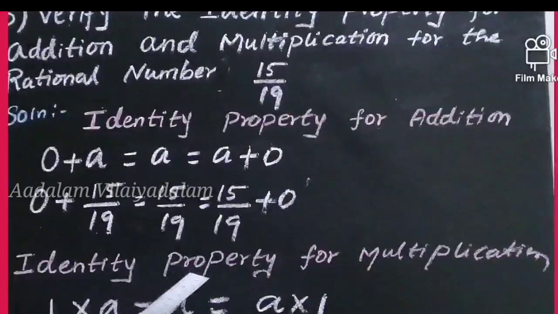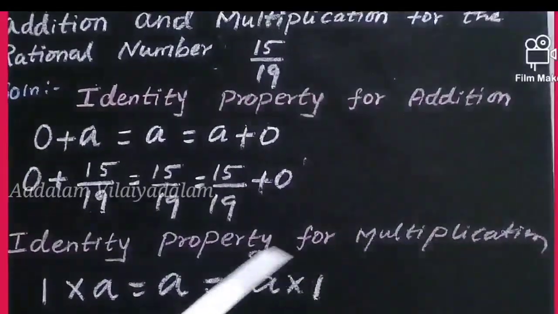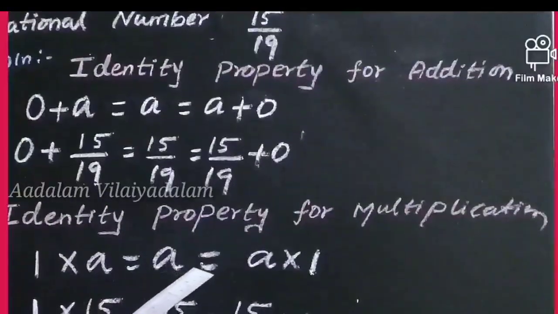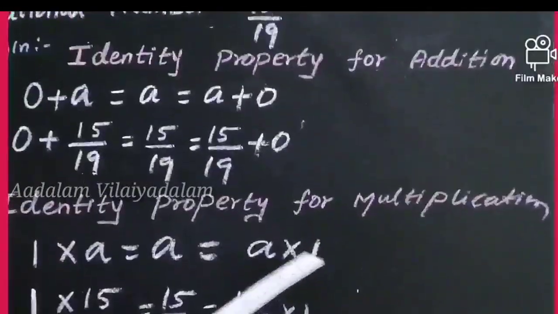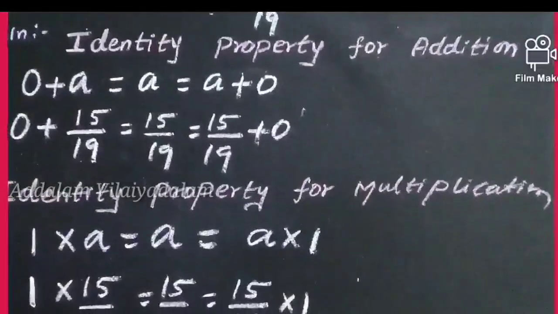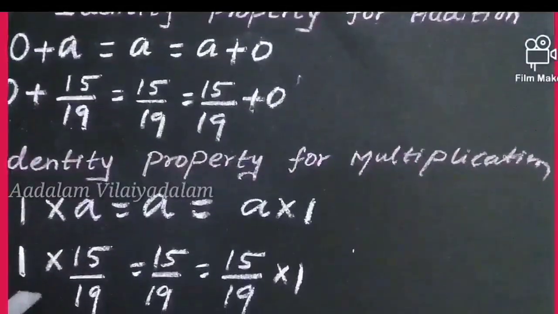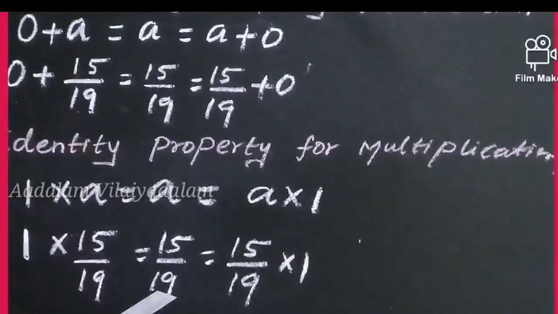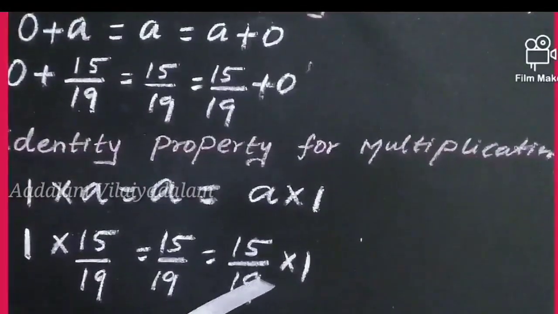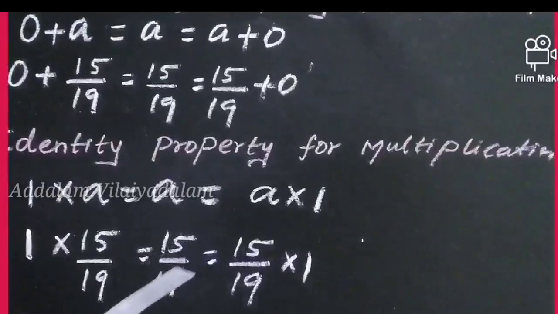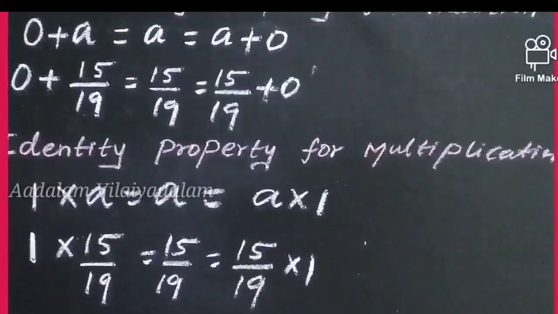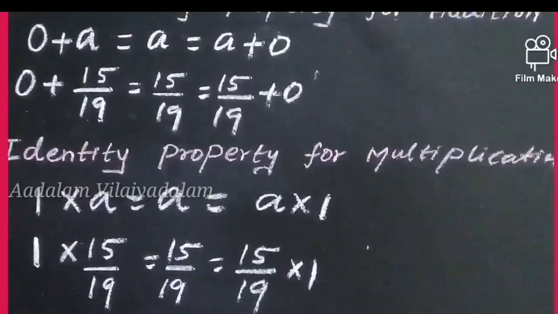Next, identity property for multiplication. The formula is 1 into A is equal to A into 1. Here also the A value is 15 divided by 19. So 1 into 15 divided by 19, the answer is 15 divided by 19. 15 divided by 19 into 1 is also 15 divided by 19. Therefore, identity property for addition and multiplication is verified.